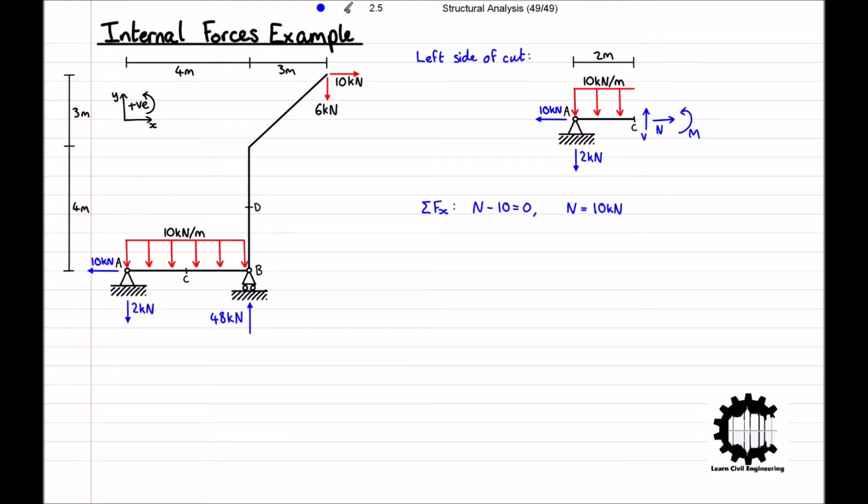Taking the y-coordinate direction to be positive, the sum of all vertical forces is equal to V minus 10 times 2 minus 2, which equals 0. So we can instantly see that V is equal to 22 kilonewtons.